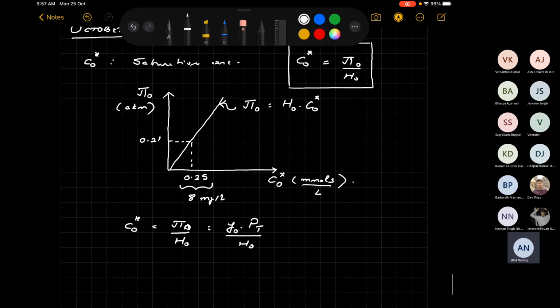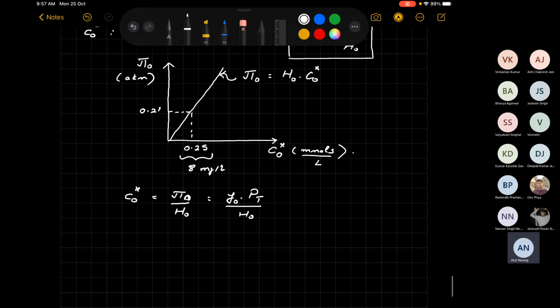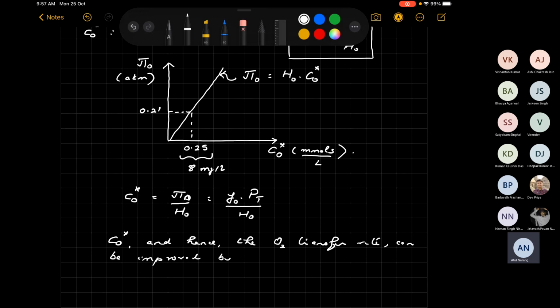So it's pretty clear that C_O*, and hence the oxygen transfer rate, can be improved by enhancing the total pressure.